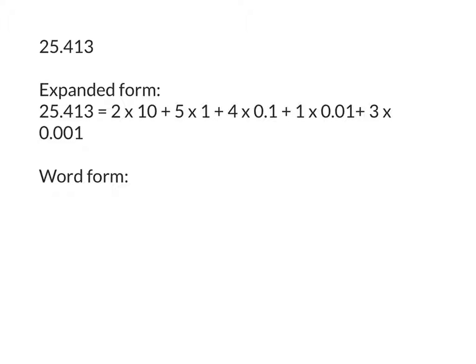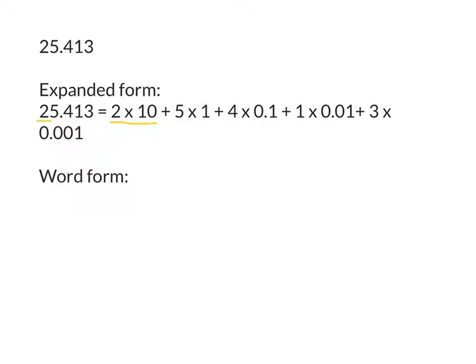We'll take a look now at expanded form with a number that is a little bit larger. So now we have the number 25 and 413 thousandths. And you can see here that when we're writing an expanded form, we go through each place value. So starting here with our 2, in our tens place, we have 2 copies of 10. So we would write 2 times 10.